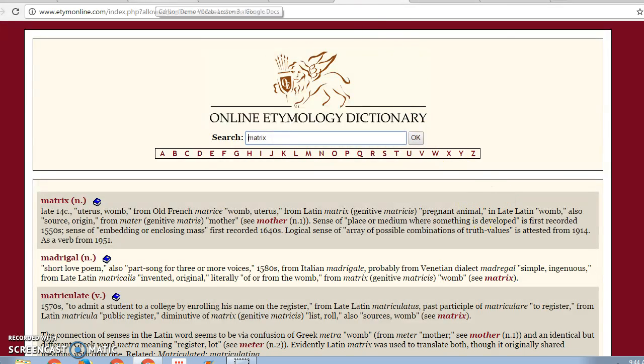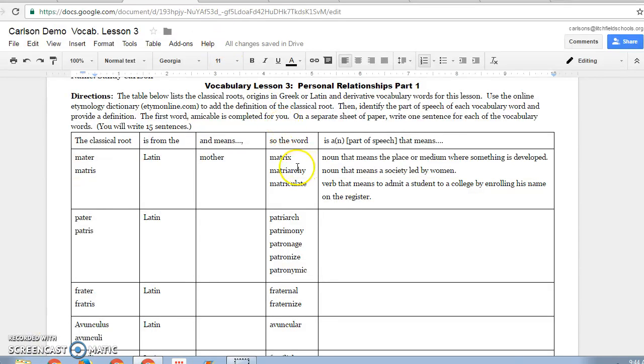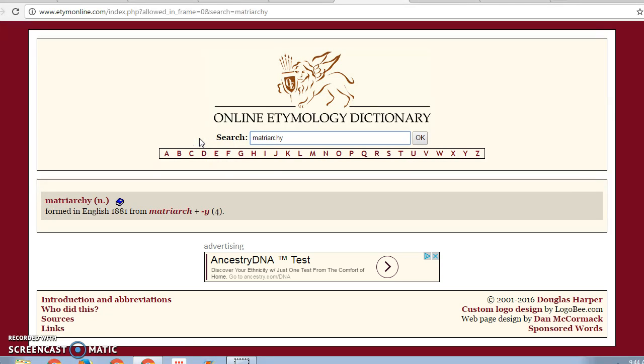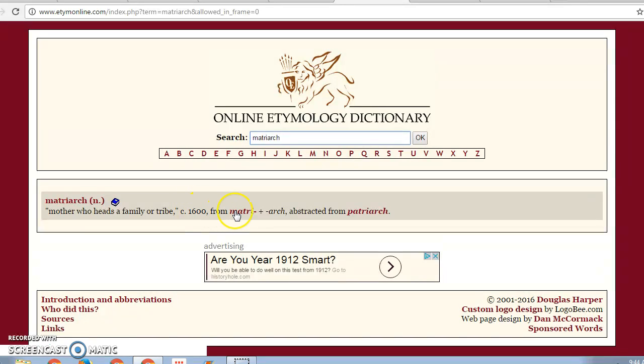Back at our homework assignment, we complete the sentence: matrix is a noun that means the place or medium where something is developed. And we note already that the classical root mater means mother. Next, we can look up the word matriarchy and see what happens. And it doesn't look like there's much there, but we click the link for the root matriarch. Mother who heads a family or tribe. Matri and arch, right? So let's see what that means.